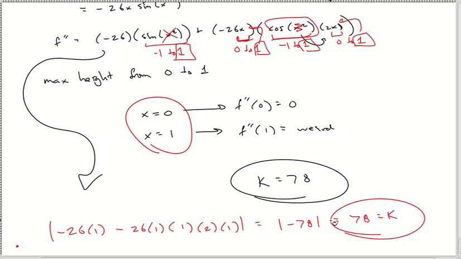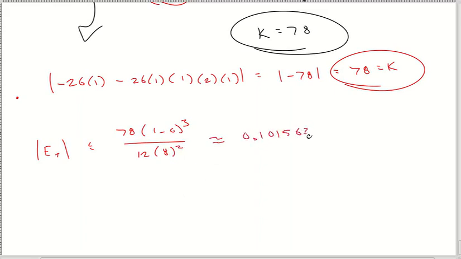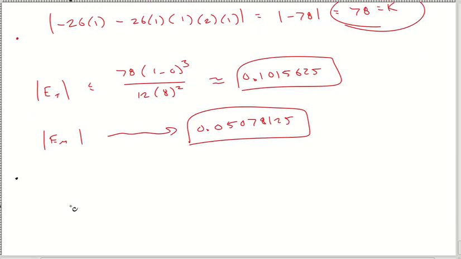Now, we're not done yet. Now I can go back and actually start solving for this stuff. E_T, absolute value, is less than or equal to the 78 times (1 minus 0) cubed, all divided by 12 times the 8 squared. Cool. You just put it in a calculator, and I got 0.1015625. Awesome. Same thing with my E_M. Same style, plug in. That's just a 24 now. So basically, you just cut it in half. 0.50788125. Okay, great. I used red.